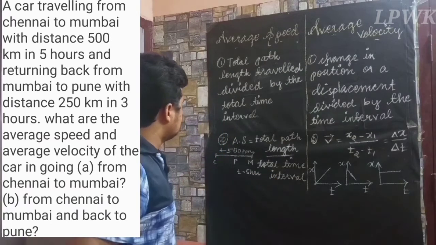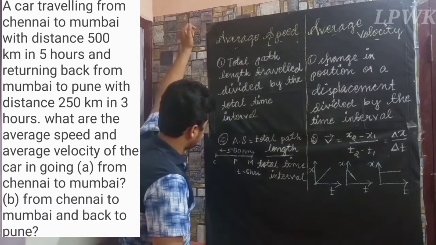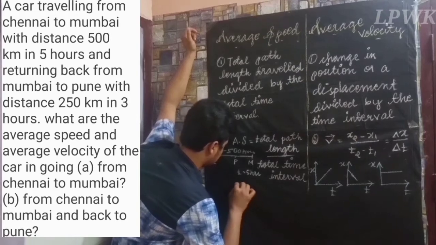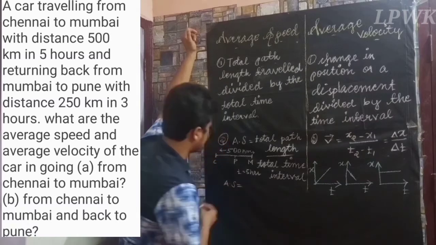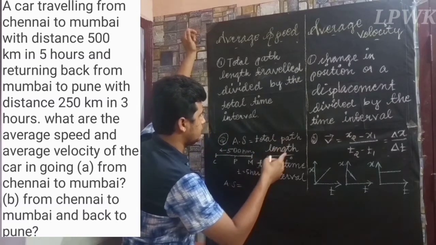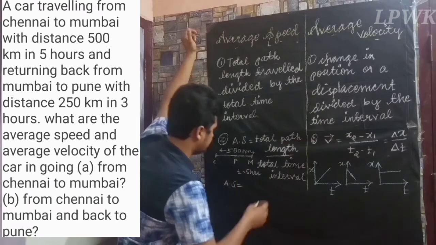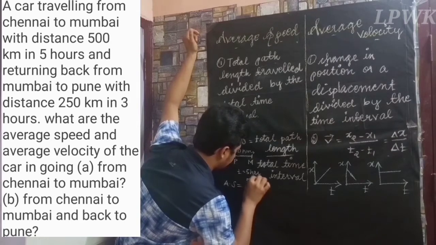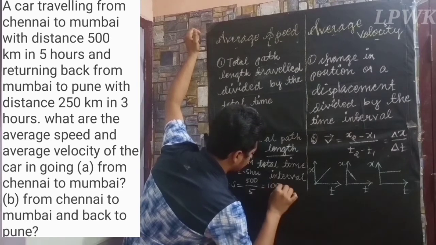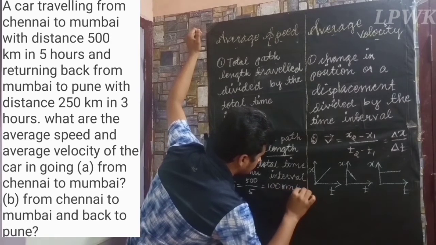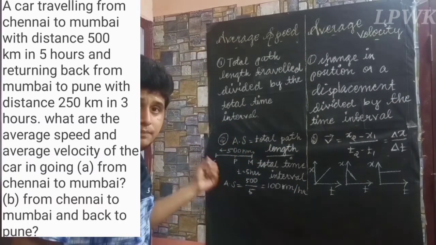To find the average speed, we can apply this formula: average speed is equal to total path length by total time interval. The distance is here and the time is here. Then 500 by 5 gives 100 kilometer per hour. So we have found the option A answer.